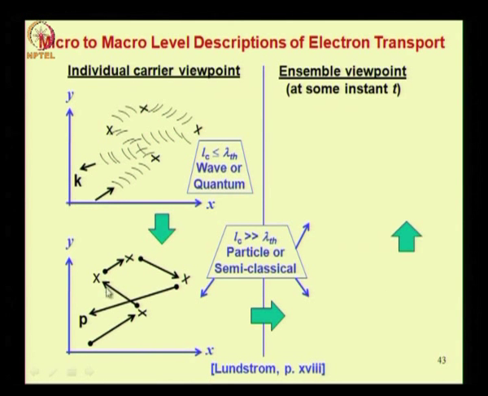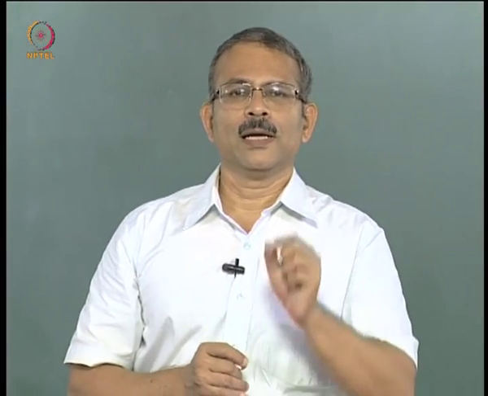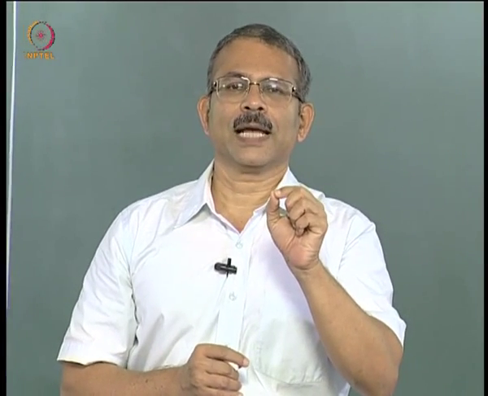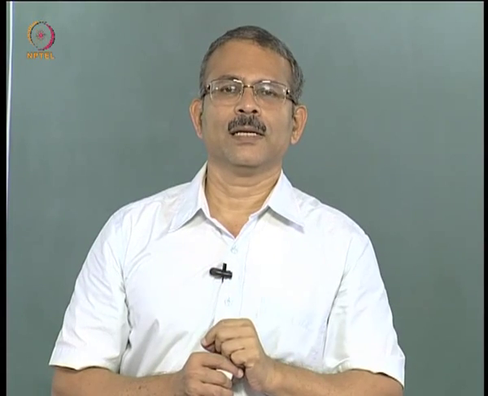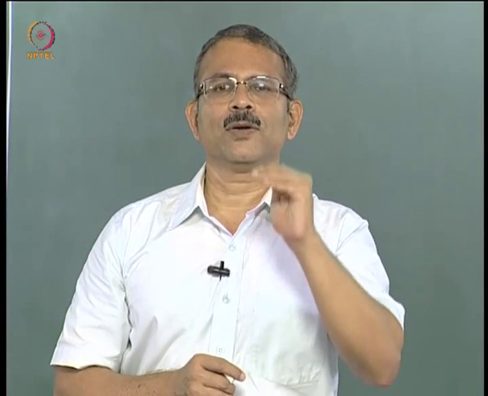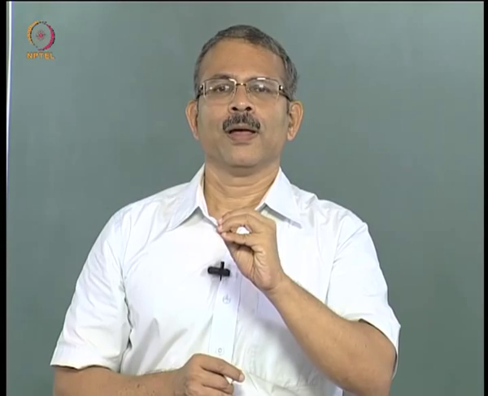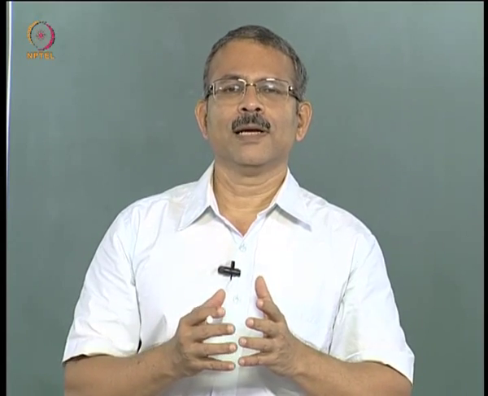So here we find out the state of the carrier using Newton's second law, and based on the knowledge of this state, which consists of actually a knowledge of the position of the carrier and the momentum of the carrier. So for each carrier we find out the position and momentum, and from this description we try to derive the carrier concentration and current density.